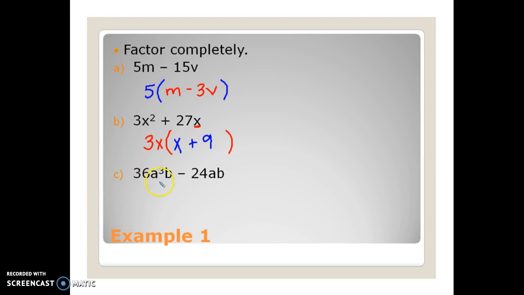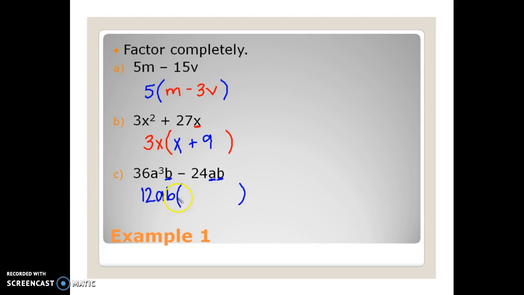And then for the last one, 36 and 24. 24 does not go into 36, so we'll start working our way down. The next highest factor of 24 is 12, and 12 does go into 36, so that's part of my GCF. I have an a cubed and an a, so a is the smaller exponent, and then both of these have a b, so b is in my GCF.